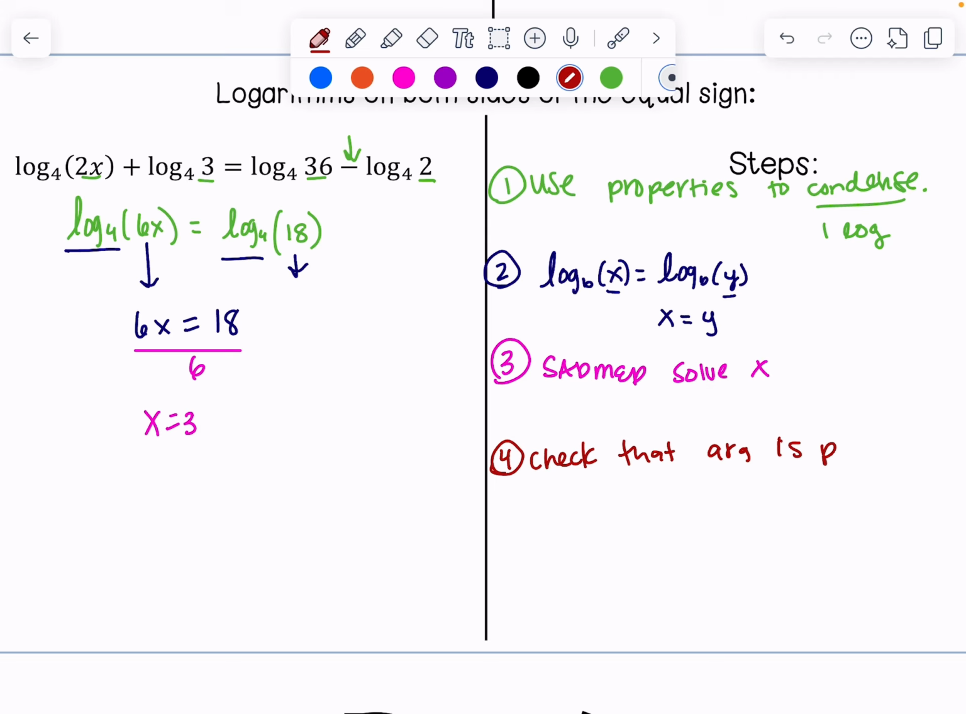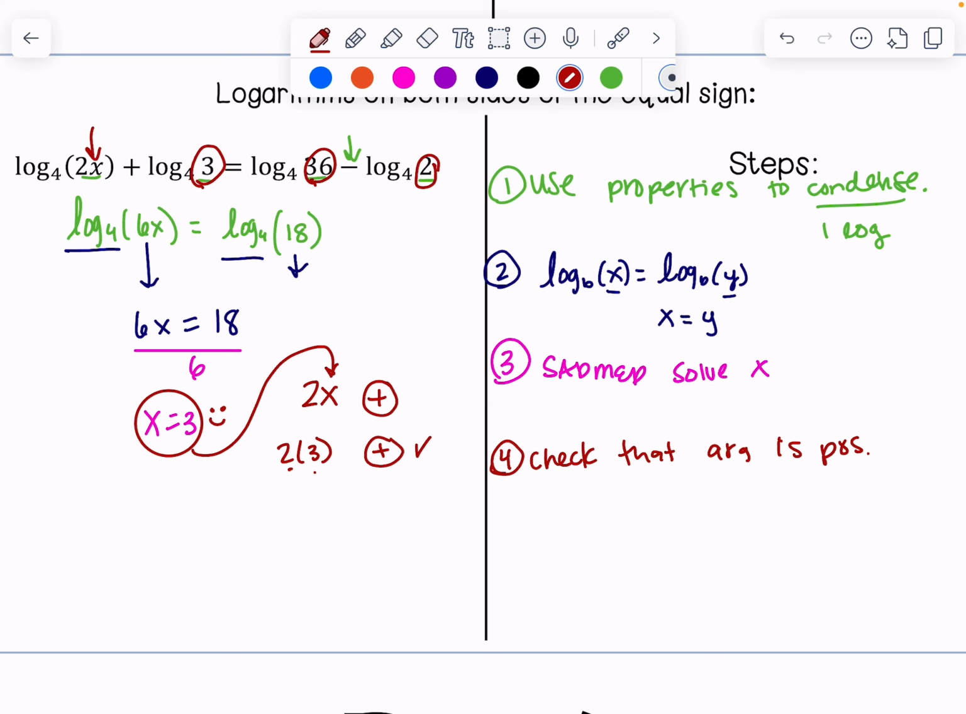We're going to check every single argument that has an x in it. That one doesn't have an x. That one doesn't have an x. That one doesn't have an x. This one does have an x. So we're going to say that the value 2x must be a positive number. If I plug this in, 2 times 3, well, positive times a positive is a positive number. We're good to go. Give me a little smiley face, and that is my final answer.